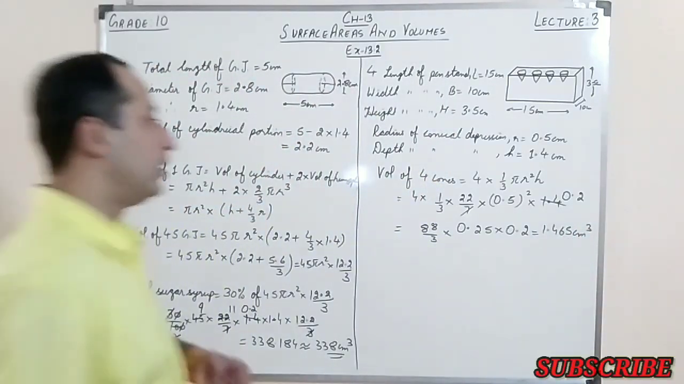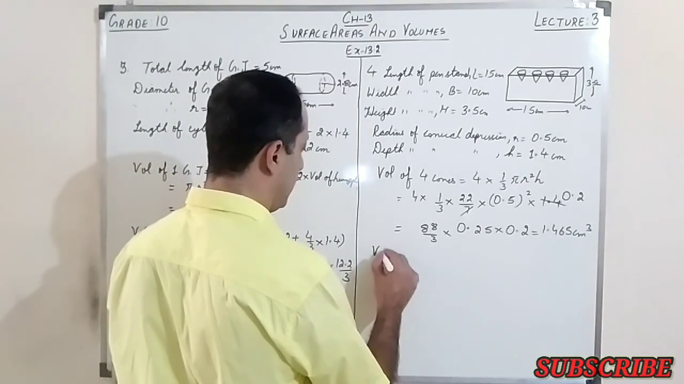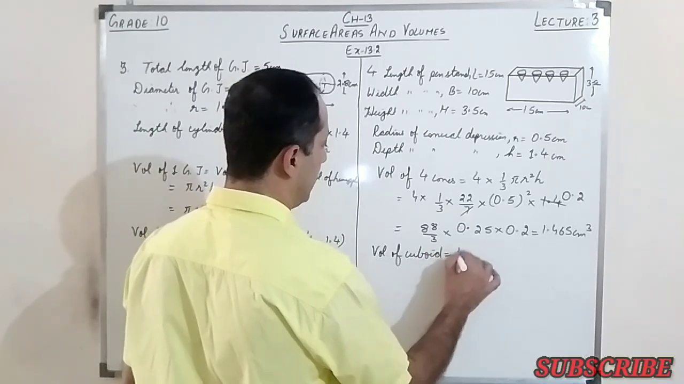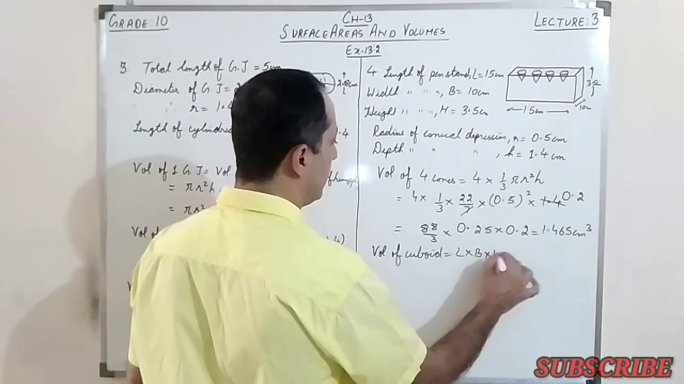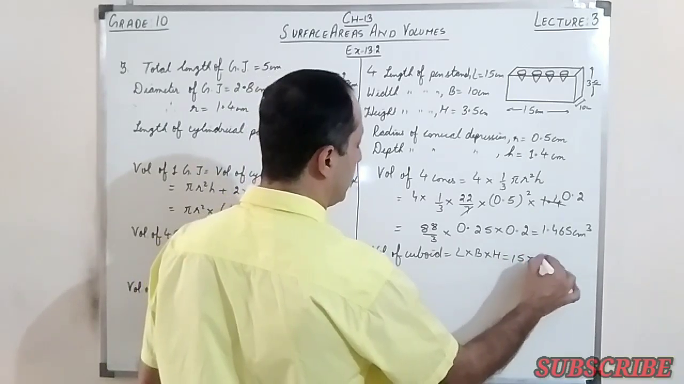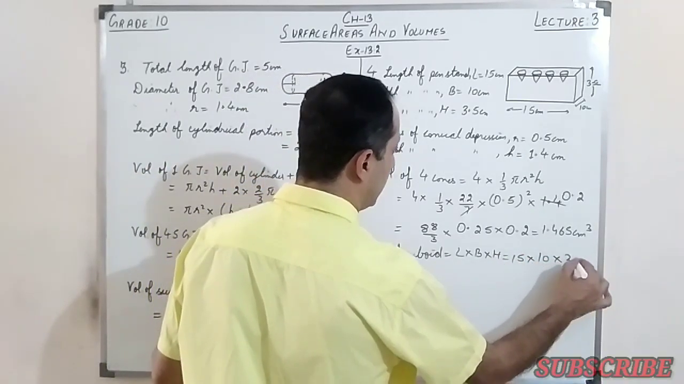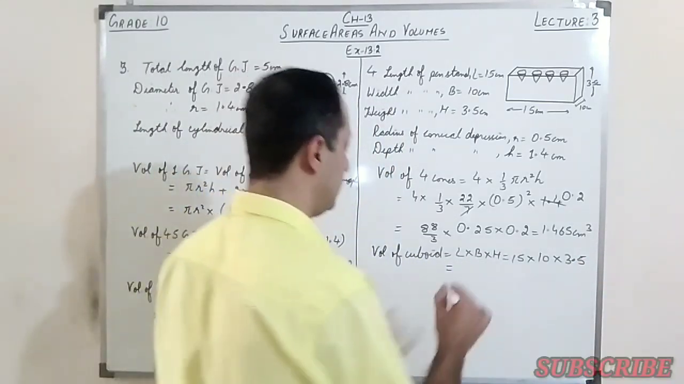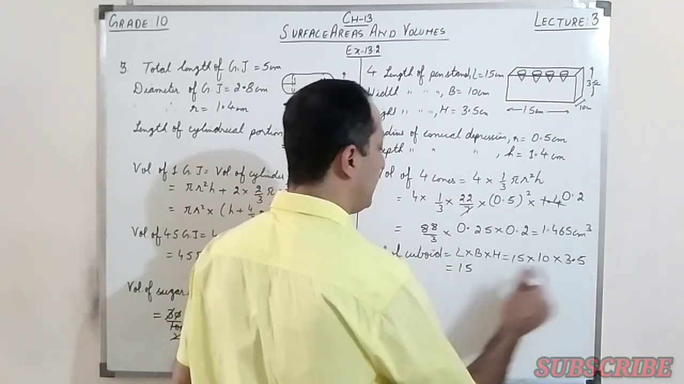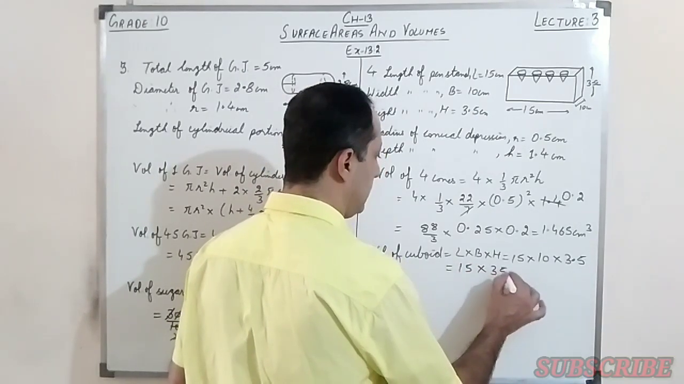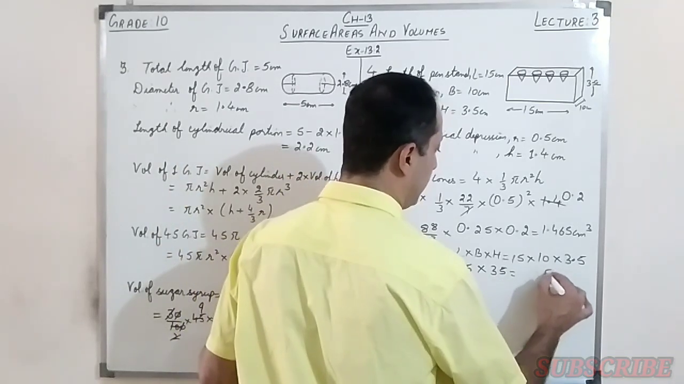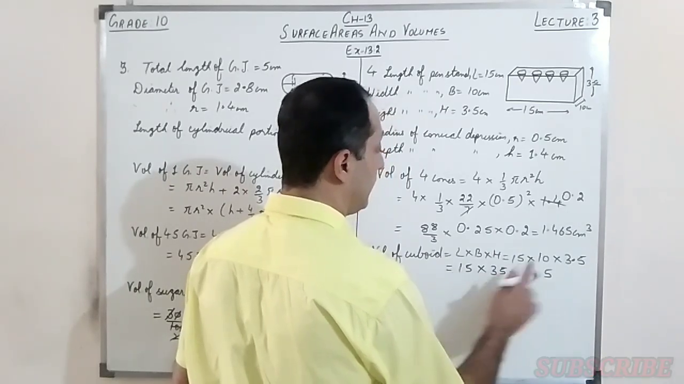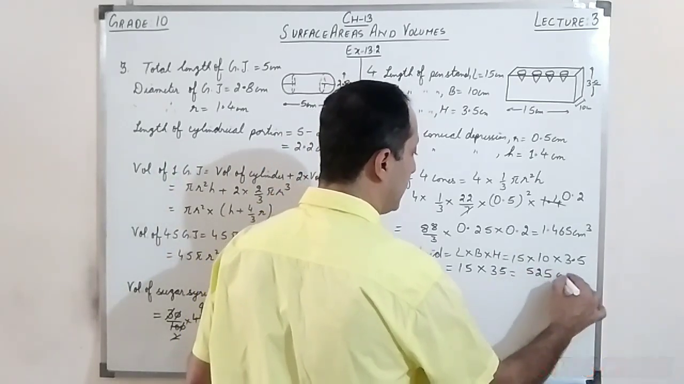That is approximate value. Now the volume of cuboid is length into breadth into height. So this is 15 multiplied by 10 multiplied by 3.5. So this is 35 into 15. 10 into 3.5 becomes 35. 15 5 is 75. So we have 5 here and 45, and this is 525 centimeter cube.